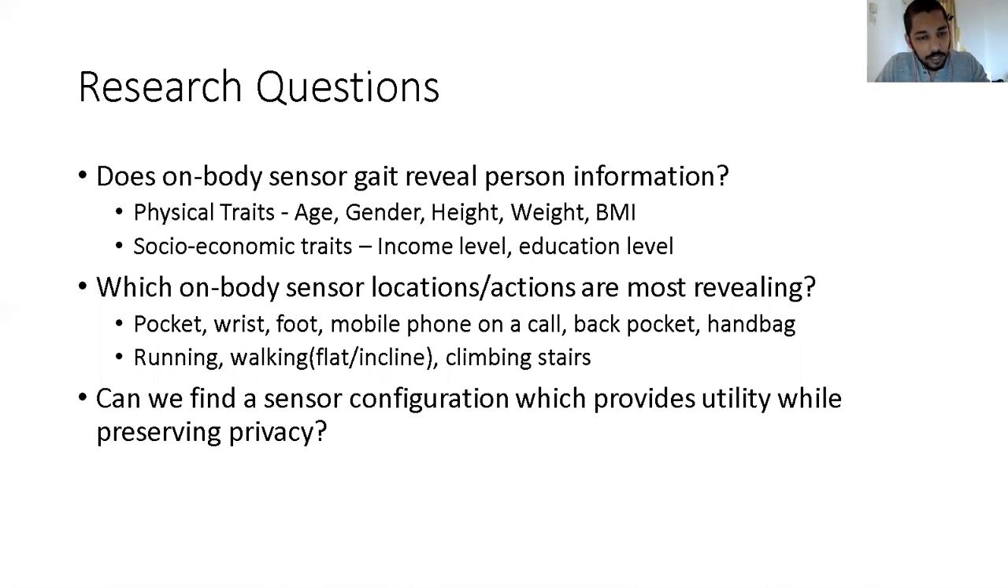So the next question we would like to answer is, the on-body gait data can be collected in many ways. Many different sensor locations like the wrist, if you have a smartwatch, or your front pocket or back pocket, or while you are holding your phone like this. So there are various different sensor locations. And throughout a day, you will be doing various actions. You might be walking on level ground, you might be running, you might be going up or down a staircase, and so on. So out of these different sensor location and action configurations, which of these are most revealing and which of these are not revealing? So we'd like to find that out.